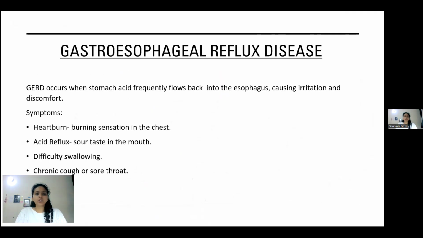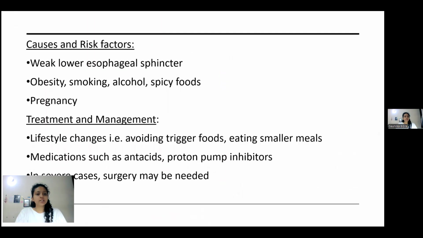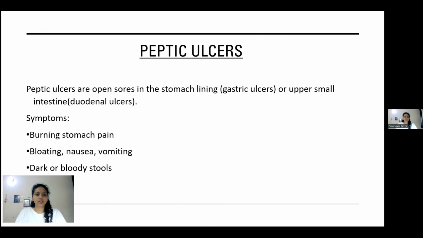GERD. GERD occurs when stomach acid frequently flows back into the esophagus, causing irritation and discomfort. Symptoms include heartburn, acid reflux, difficulty swallowing, chronic cough, or sore throat. Causes and risk factors: weak lower esophageal sphincter, obesity, smoking, alcohol, spicy foods, pregnancy. Treatment and management: lifestyle changes, that is avoiding trigger foods, eating smaller meals, medications such as antacids, proton pump inhibitors. In severe cases, surgery may be needed.